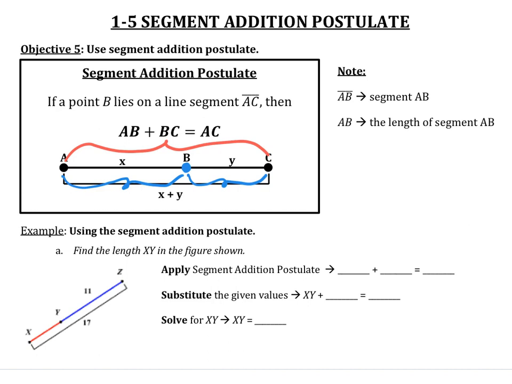So again, we want to be careful when we're writing our answers for this. AB with the segment notation above it is referring to the physical figure AB, but AB without the segment above it is the length of the segment, so a measurement. So if we wanted to say AB equals 5, we would not put the segment indicator above it, so that whoever's reading your problem can see that you're talking about a measurement.